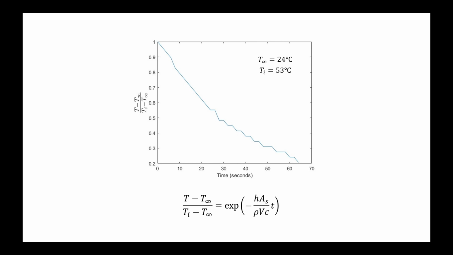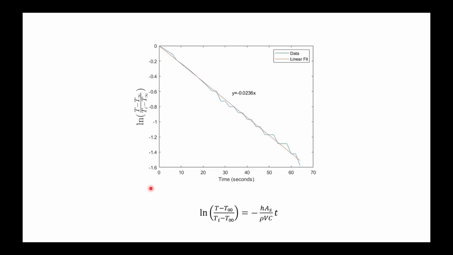The temperature data was transformed into the form T minus T infinity over Ti minus T infinity so that it fits into the lump capacitance equation. T infinity is 24 Celsius and Ti is 53 Celsius. Additionally, a timer was started a few seconds before the experiment, so the time data was transformed so that the experiment started at t equals 0. A clear exponential decay is seen, which is expected.